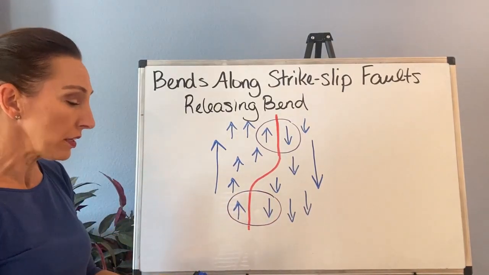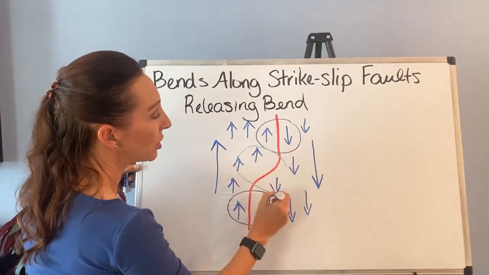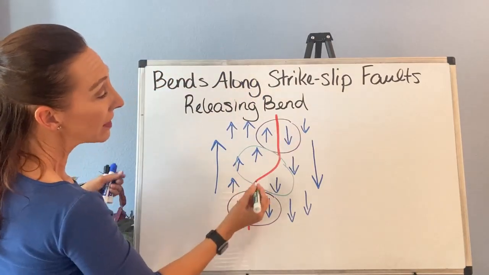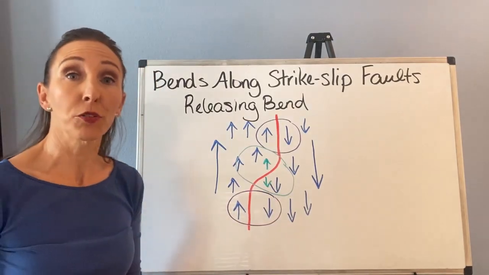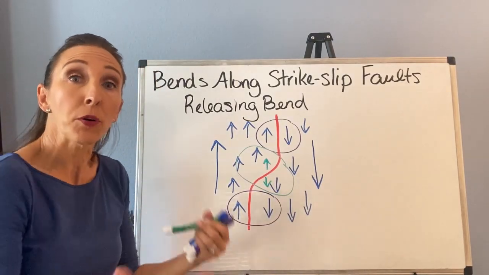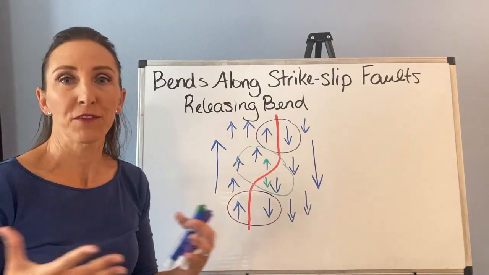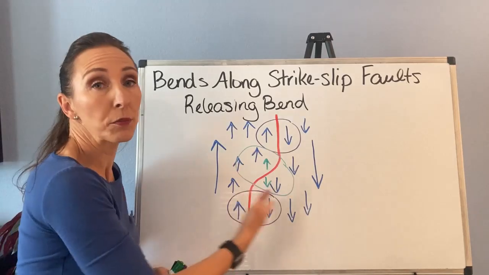But what we can notice is that if we go to where the bend is right in here, notice those arrows are pointing away from each other. So where that bends there, we're going to have this area pulled apart. It's called a releasing bend. So because it's being pulled apart there, you'll actually get a depression in there. Sometimes that might fill with water. It's called a sag pond. But overall, you're going to be getting an overall depression.